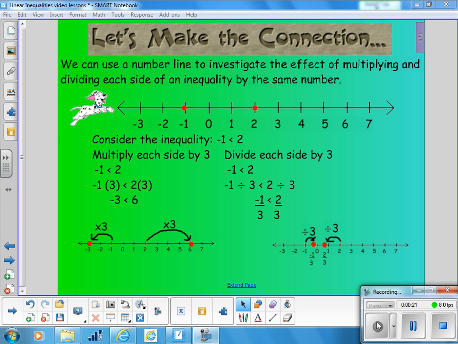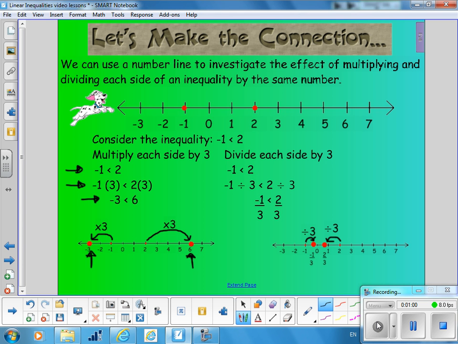We can see on this number line that that is a true situation because -1 is smaller, or further to the left, than 2 is. Now let's see what happens if we multiply each side by 3. So we have -1 is less than 2. We multiply each side by 3, so we get -3 is less than 6. That is still true. Here's -3, here's 6. -3 is further left than 6. So if you multiply by the same positive number, your inequality will still hold true.